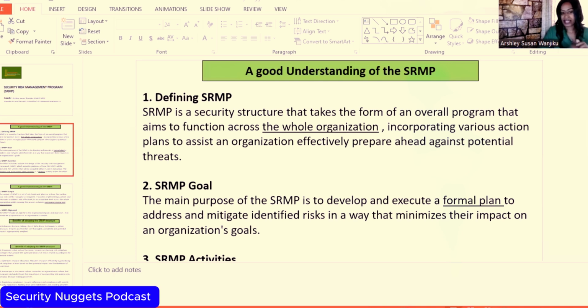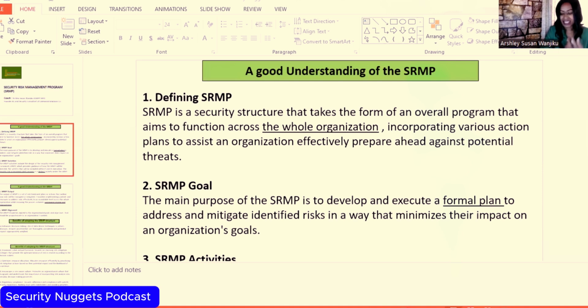Every security risk management program has to have a formal plan. And that's the beauty of it. It has to be structured. It has to be systematic. It has to be done in an organized manner. So there has to be a formal plan underneath it.